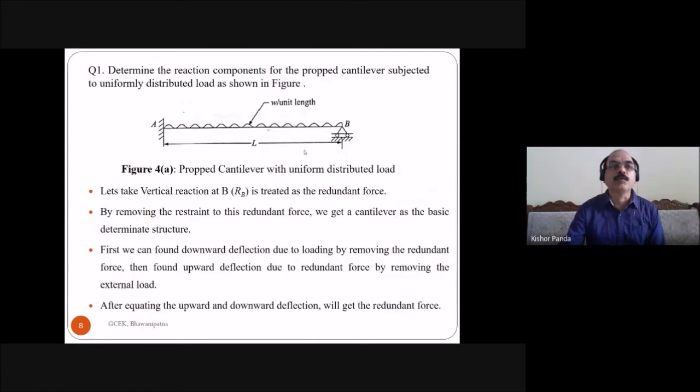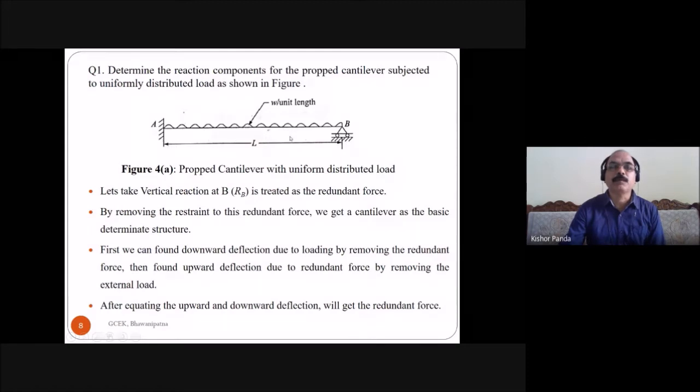Coming to one example: determine the reaction components for a propped cantilever subjected to uniformly distributed load as shown in the figure. This is the propped cantilever, this is the fixed end, this is the support, with uniformly distributed load W per unit run. By the consistent deformation method, you have to find the reaction here. Then after getting this reaction, you have to find the bending moment and shear force.